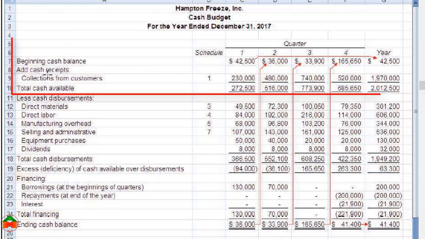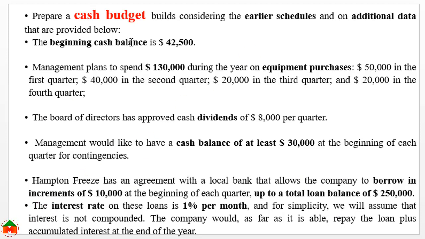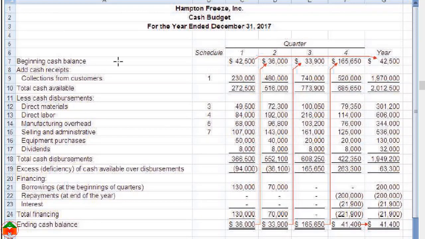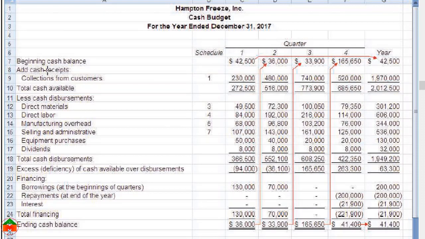We can see in the cash collection or cash receipts section, we will write the beginning balance. From the estimated data, we can see the beginning cash balance is 42,500. So we are writing the beginning cash balance 42,500 in the first quarter, and with this beginning balance we will add the cash receipts from customer, and this amount would be taken from the schedule of expected cash collections.